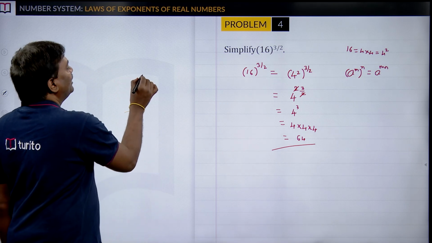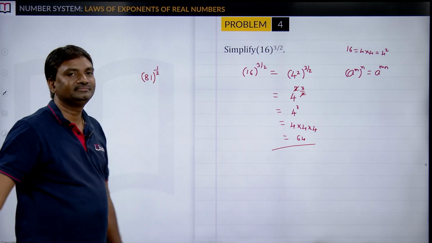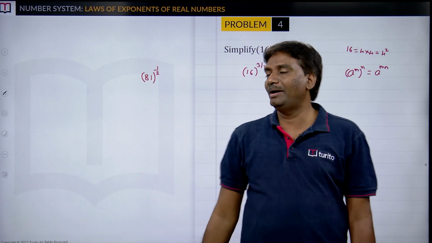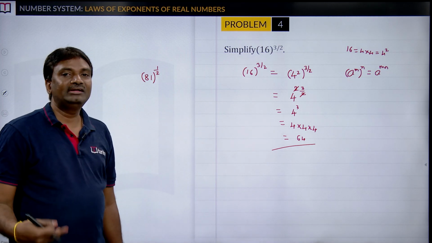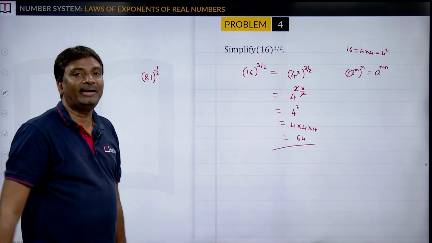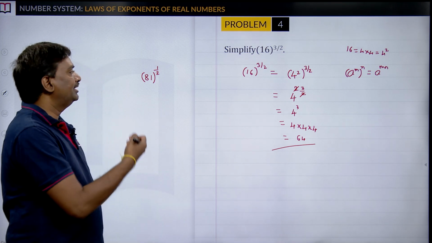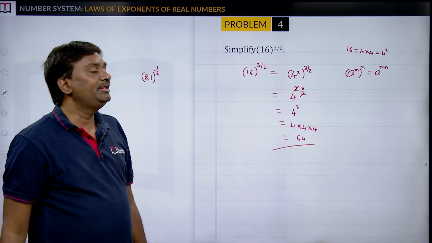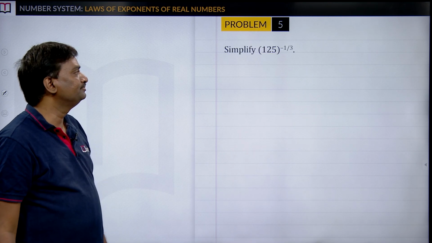So can you say what is the value of 81 power 1 by 2? What is your answer? First you can check whether 81 is a perfect square or not. Write 81 as 9 square, 9 square power 1 by 2. So 9 power 2 into 1 by 2, the 2s get cancelled, you will get 9. Just like that, you can take some perfect square numbers and apply the formula a power m whole power n equal to a power mn. Hope you understood. I am going to the next problem.